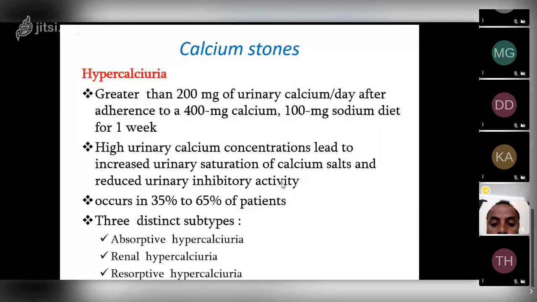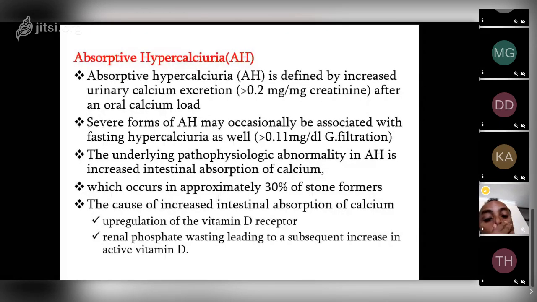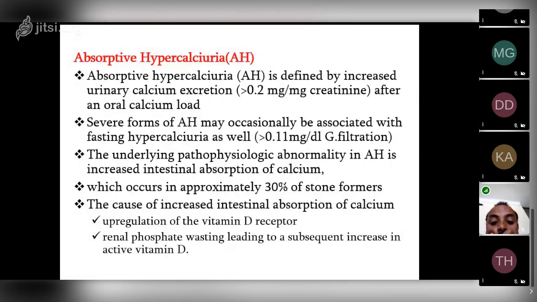There are three distinct subtypes: absorptive hypercalciuria, renal hypercalciuria, and resorptive hypercalciuria. Absorptive hypercalciuria is defined by increased urinary calcium excretion, greater than 0.2 milligram per milligram of creatinine after an oral calcium load. After an oral calcium load, if the excretion of calcium in the urine is greater than 0.2 milligram per milligram of creatinine, we call it absorptive hypercalciuria.